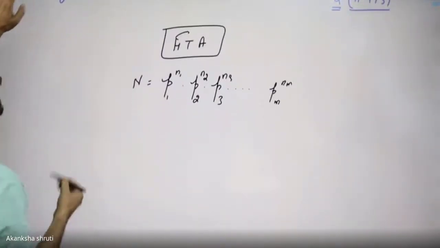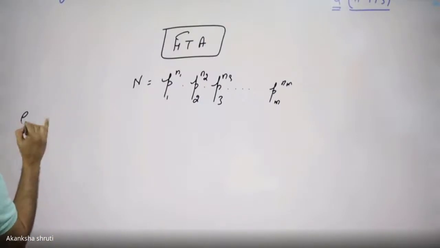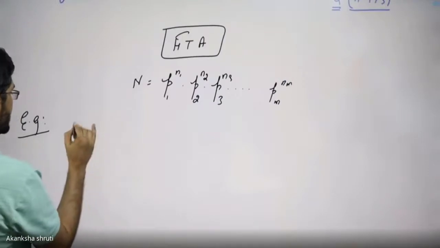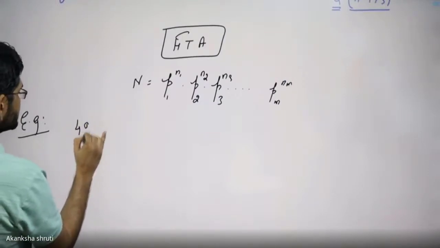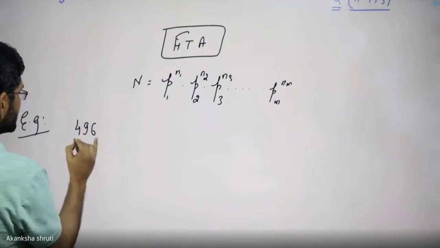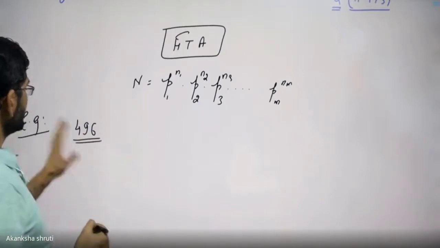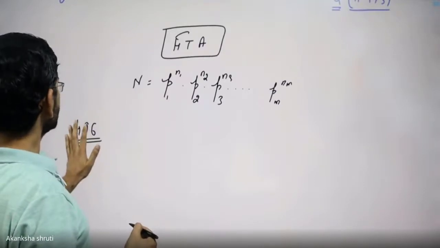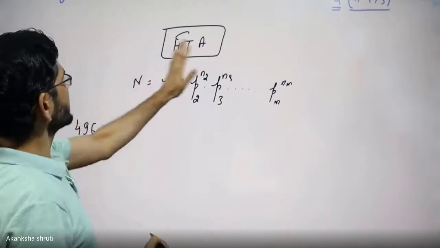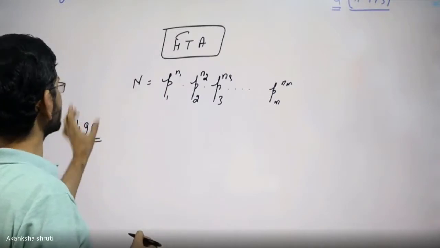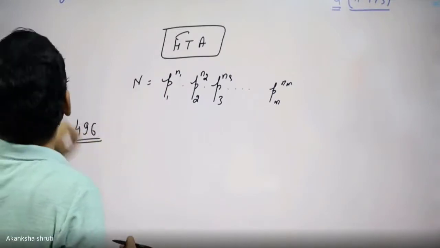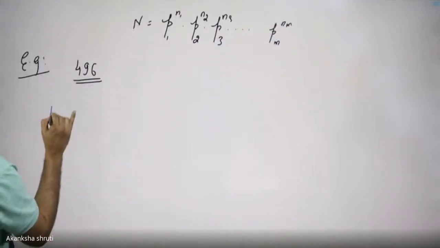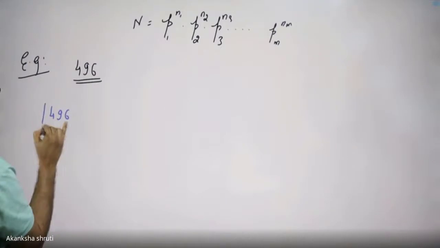Let me take one example. Let us consider one of the numbers, say 496. It can be anything. We have to find whether it is prime or composite. If it is composite, then we have to write it in the form of the fundamental theorem of arithmetic, that is, into the factor form. So students, the very basic thing is very important.